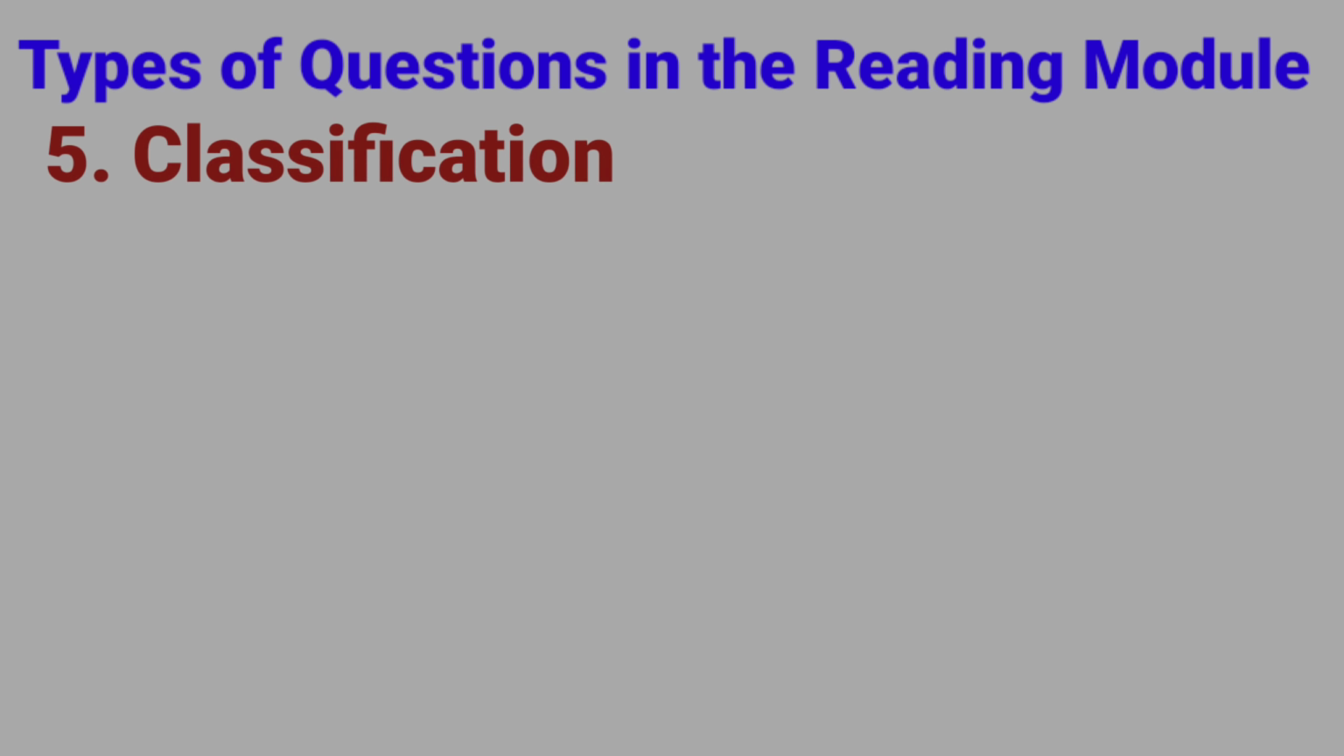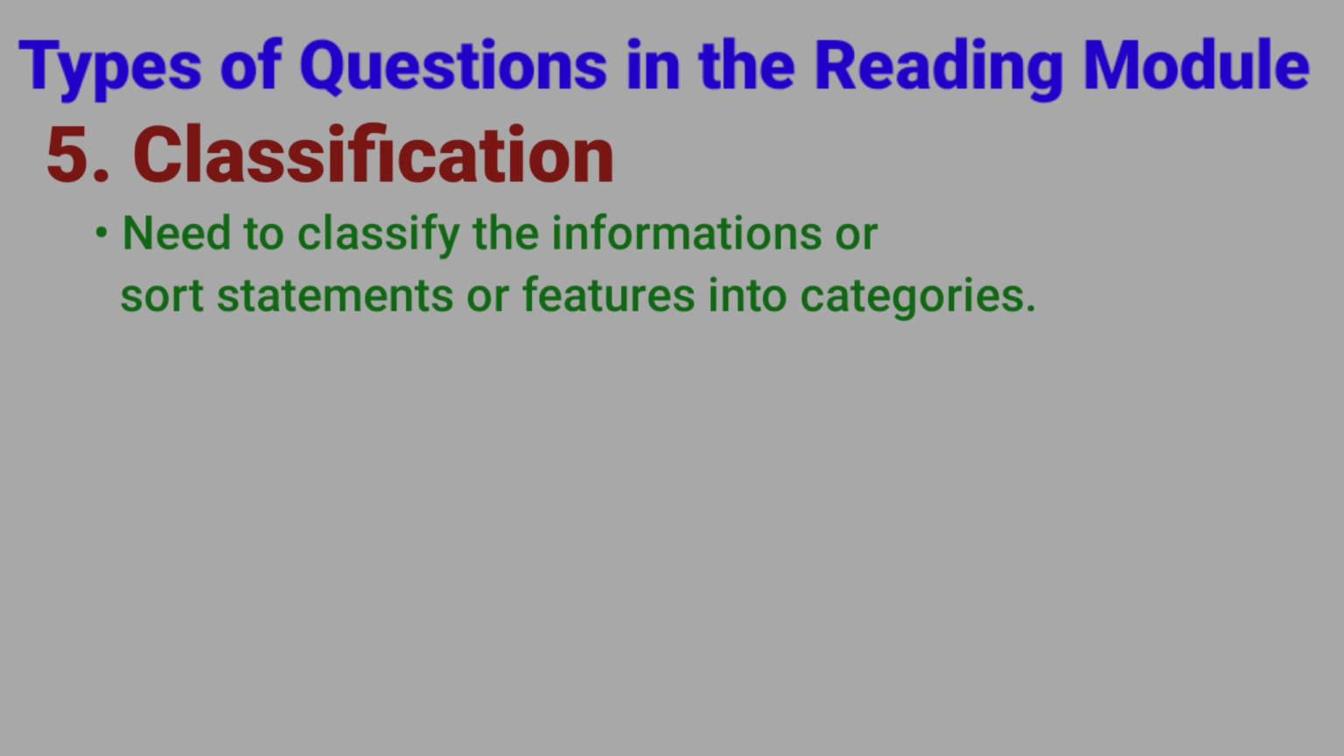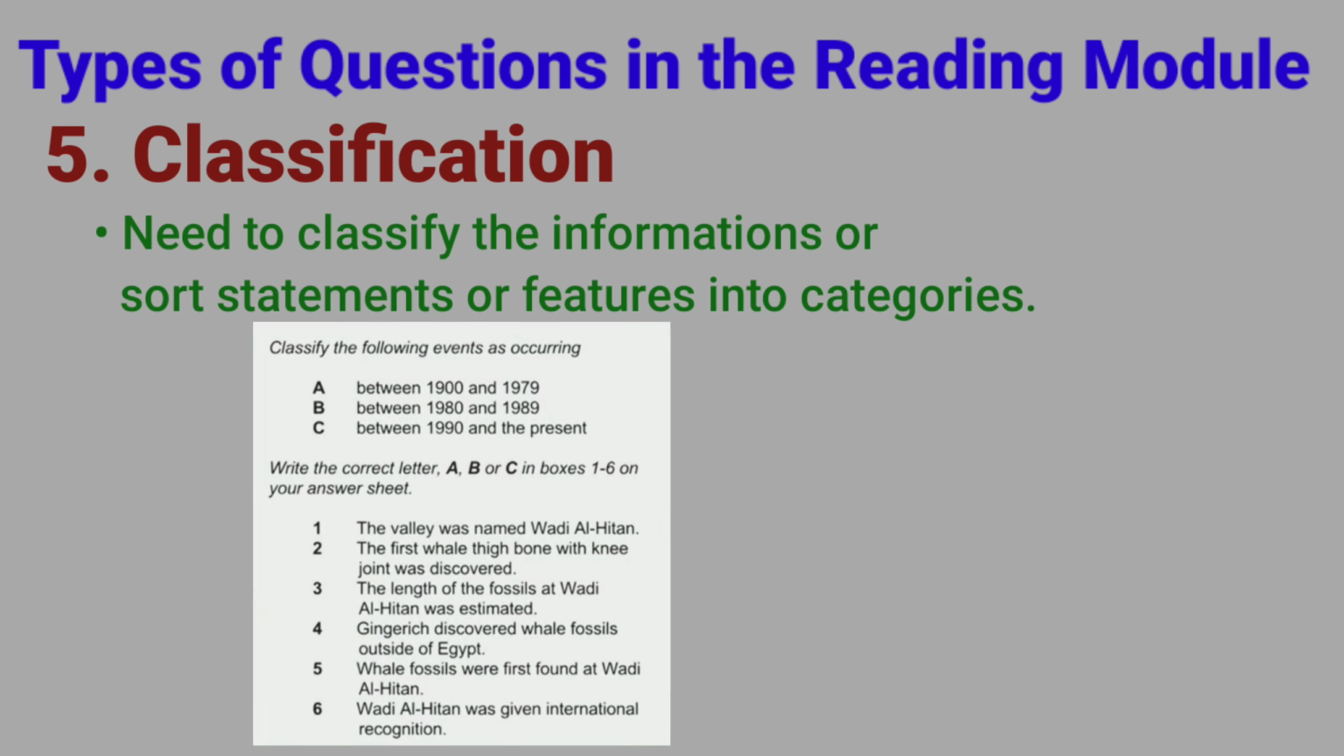The next type of question is classification. Here you need to classify the information, or sort statements or features, into categories. For example, questions 1 to 6, classify the following events as occurring. Here options A, B, C are given, and you write the correct letter A, B or C in boxes 1 to 6 on your answer sheet.